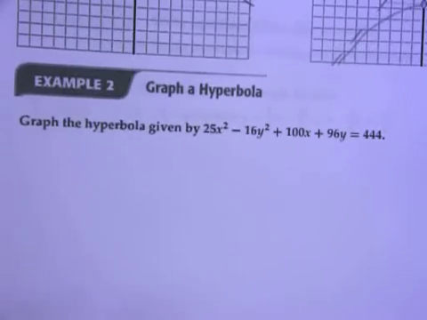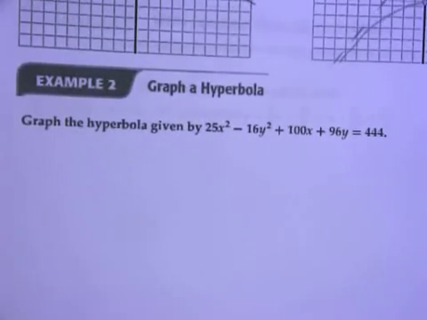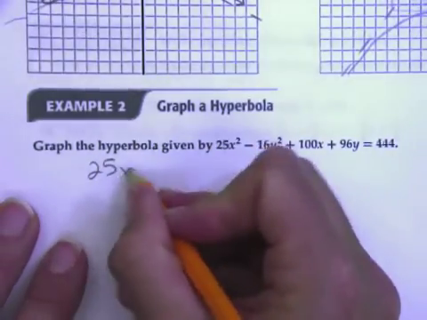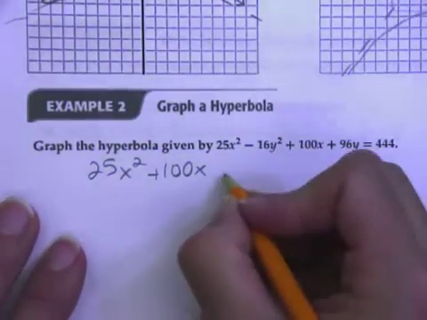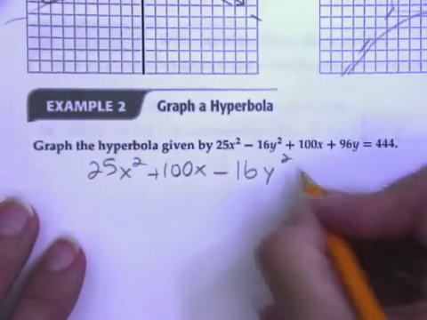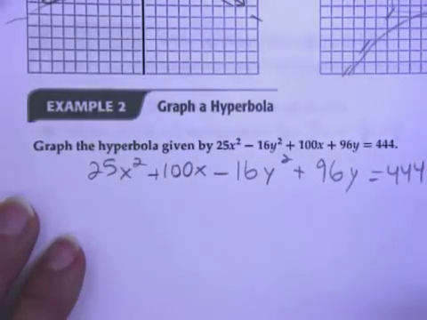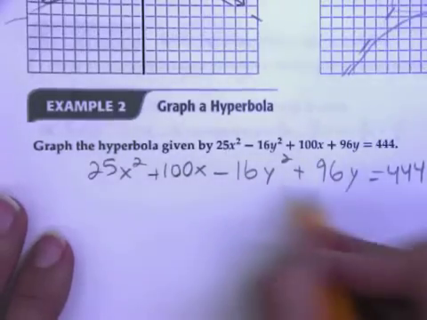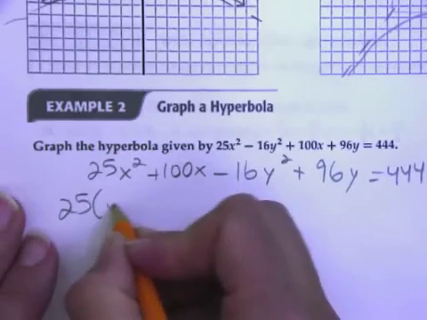So in example 2, I want to get this equation in standard form. Very much like what you did with ellipses, you want to get your x stuff together, your y stuff together, loose number on the right, it's already there, and I'm probably going to have to complete some squares here. So 25x squared plus 100x minus 16y squared plus 96y equals 444.